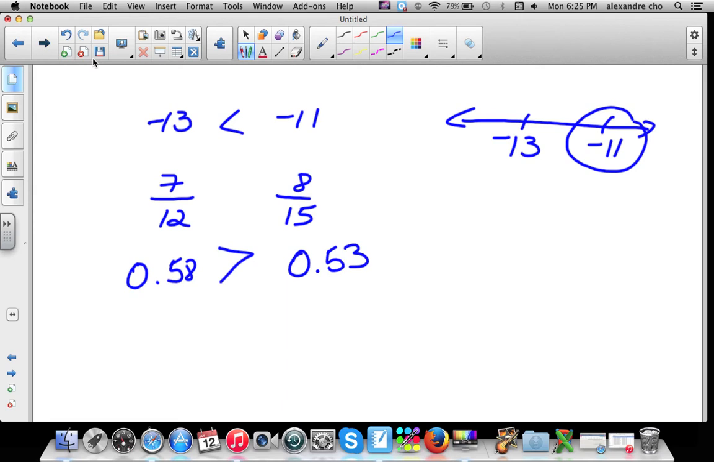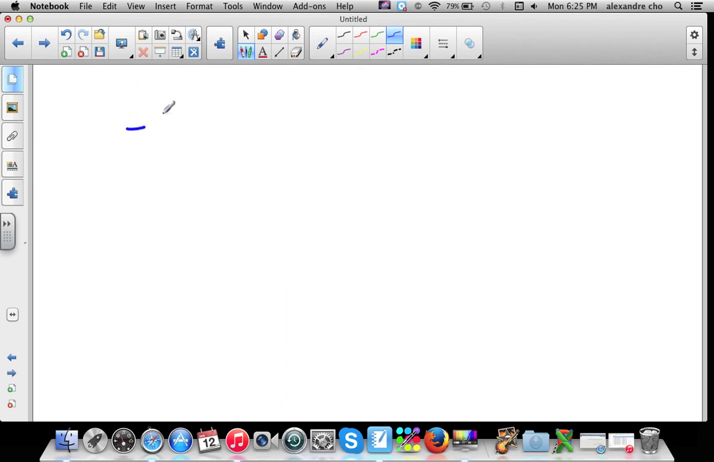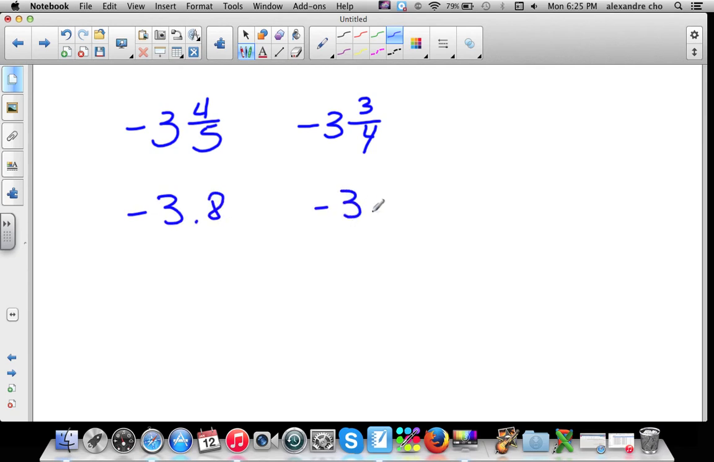Okay. What do we have here? Negative 3 4/5 and negative 3 3/4. Definitely change these to decimals. This becomes negative 3.8. This one becomes negative 3.75. Okay. So let's even up these decimals. Add another 0 here. 2 decimal places. So is negative 3.80 greater or less than the negative 3.75?